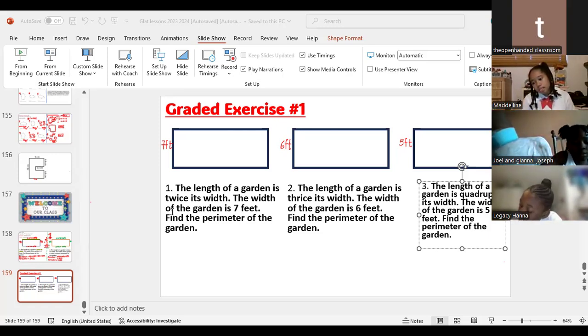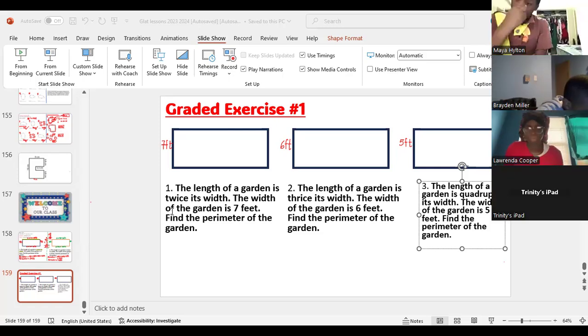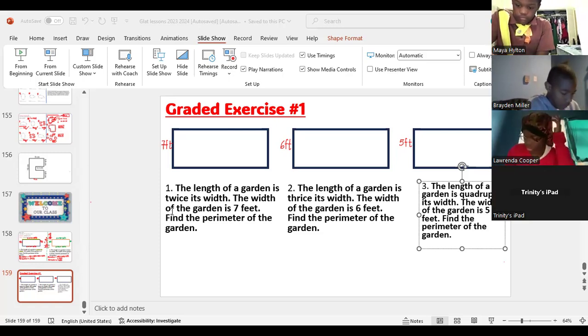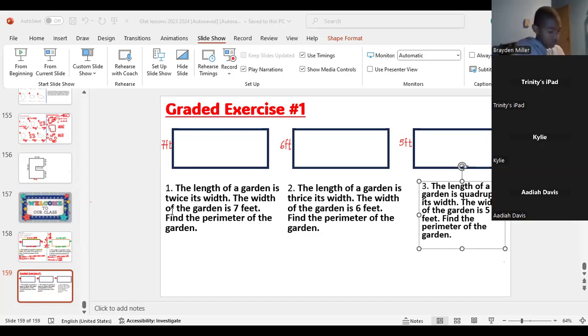And Lorenda, what number are you on now? Number 2. Number 2. Where's Trinity? Trinity, are you there? I can't hear from Trinity. Yes, sir. Are you there? Yes, sir. I can't see, your camera's off. Turn your camera on. Same thing with Kylie. Kylie, turn your camera on as well.